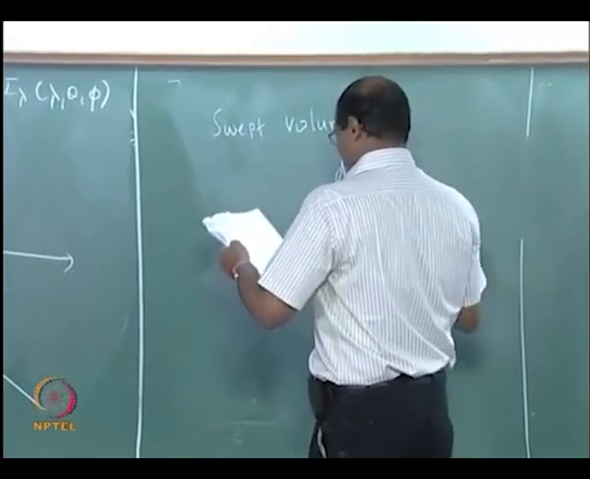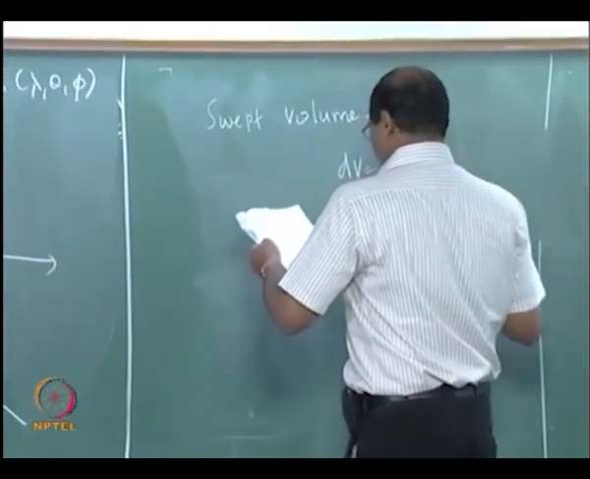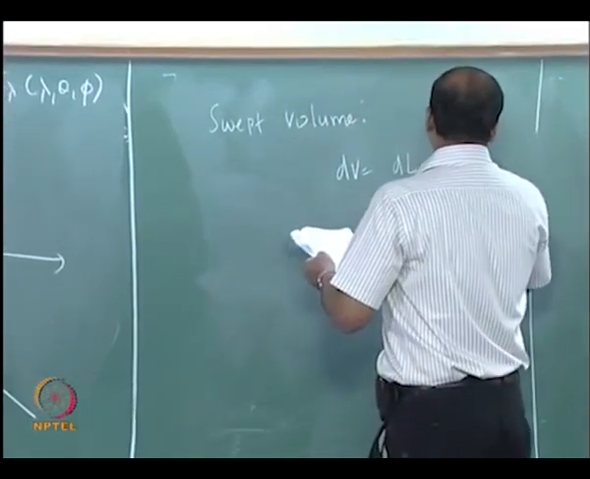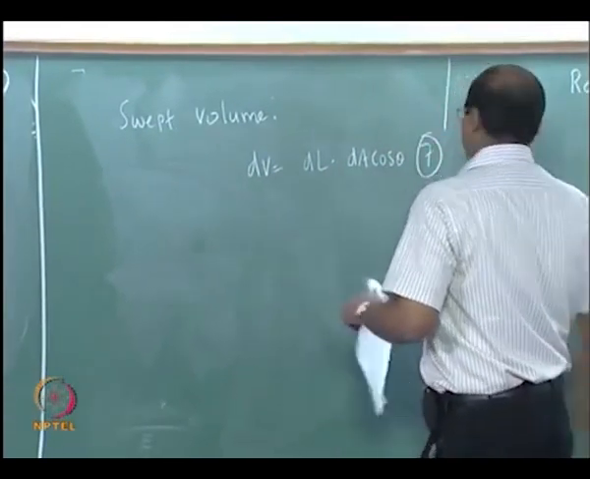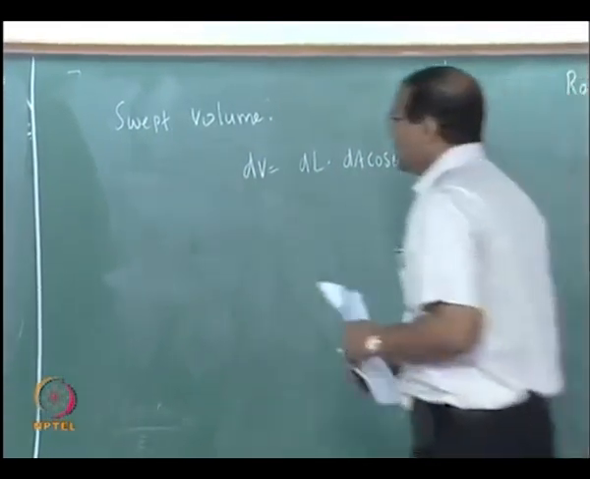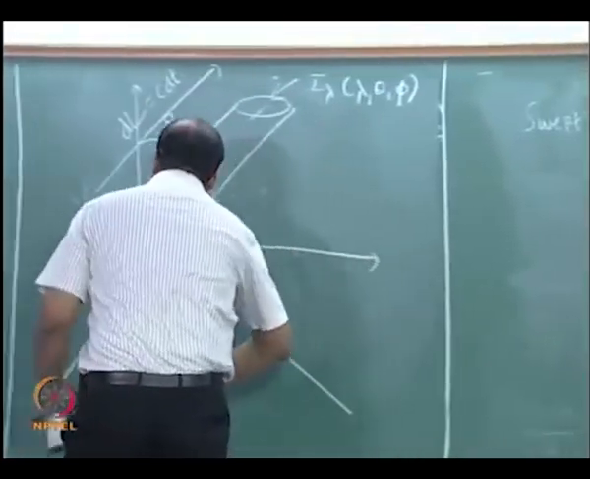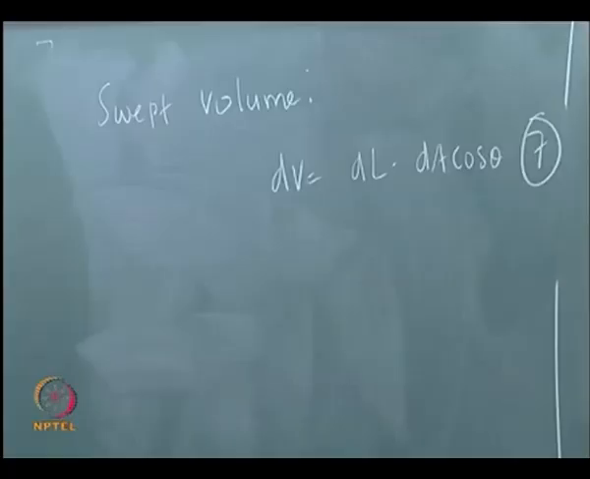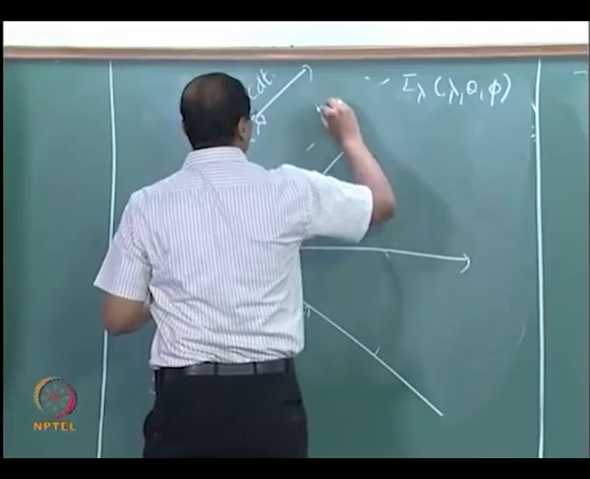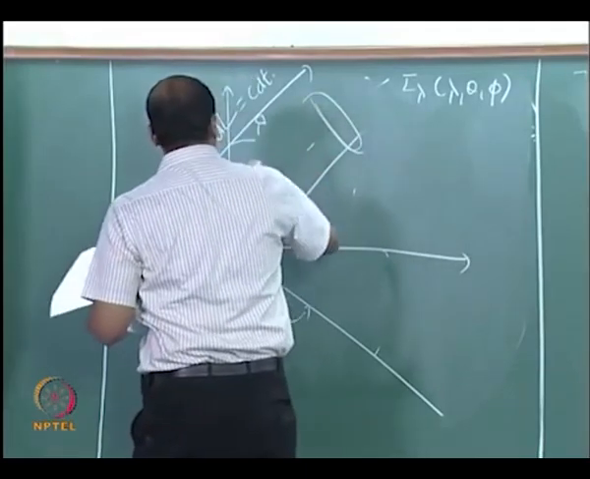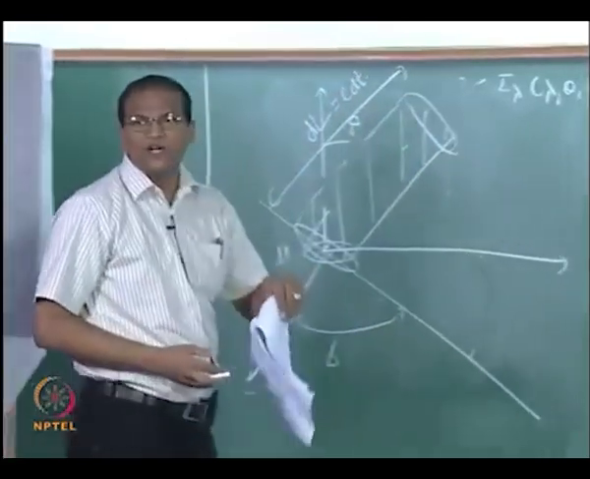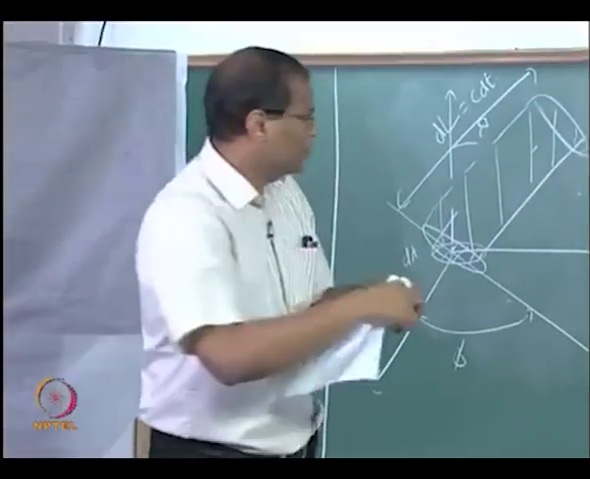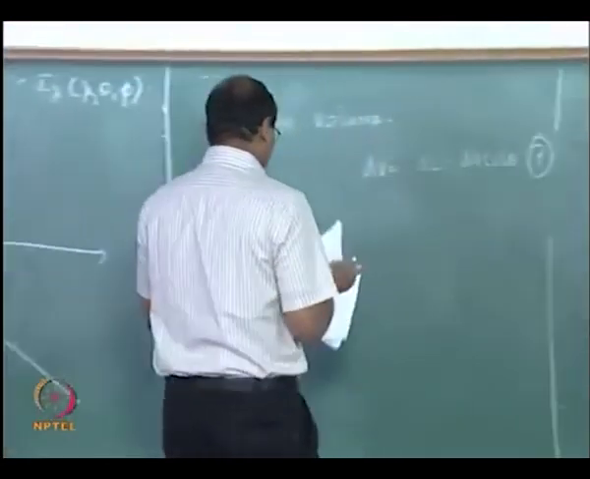dV equal to dl. Okay. So I think there is a small change. So you should draw the swept volume based on what? Based on dA cos theta, not dA. Okay. So the swept volume is dl dA cos theta.